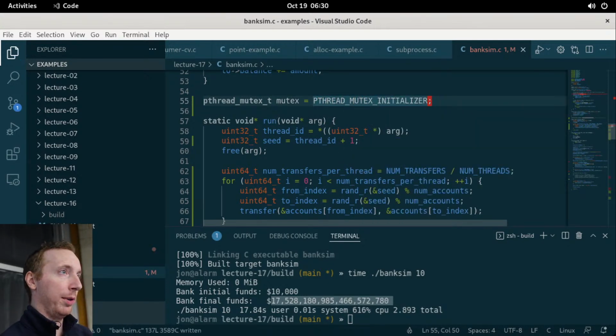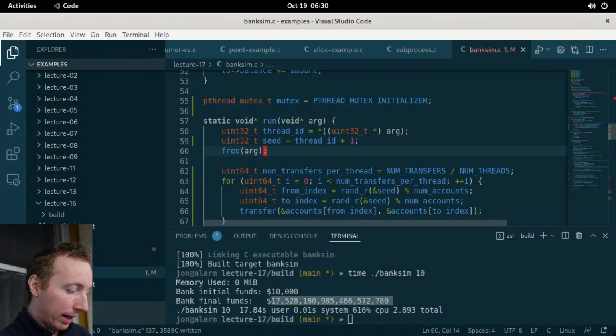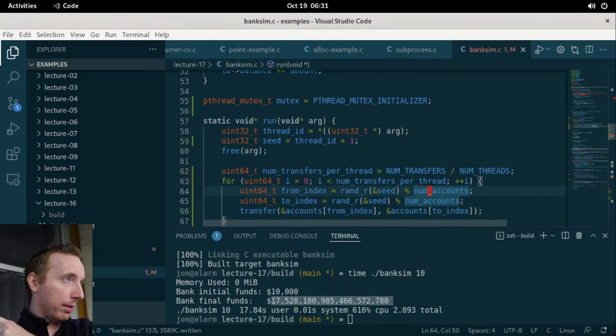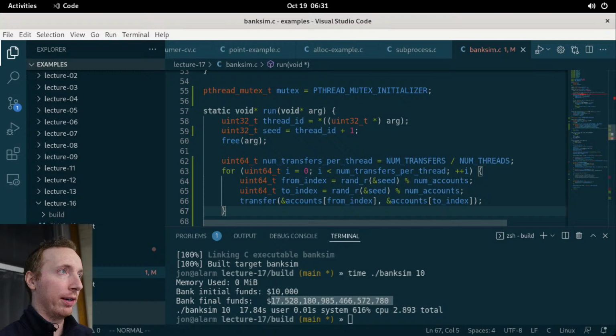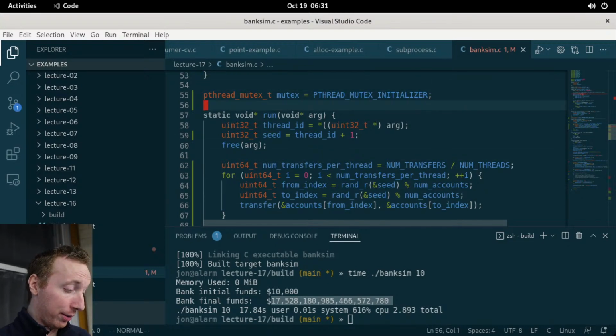All right, I created a mutex. So in here, there's no data races because this just gets a random number. It's independent. This gets a number. It's independent. Calling transfer, that's where the data races actually happen. But I don't have to argue about data races in run anymore. So as long as transfer is OK, I don't have to argue about run.